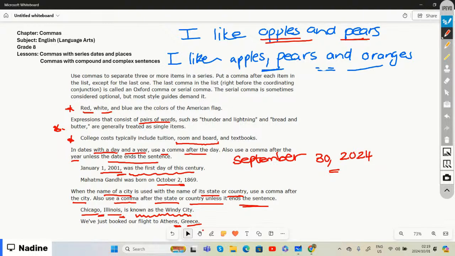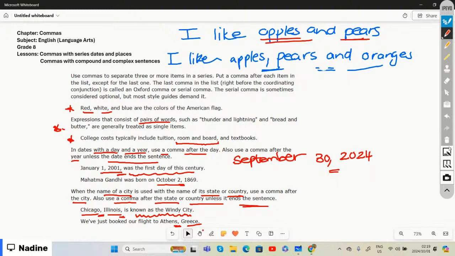Places. When we, for example, write the city and then the state after, we need to write a comma after the city. And if there's more wording after the state, then we also need to put a comma after the state. But if not, we just put a comma after the city, then the state, and then a period.